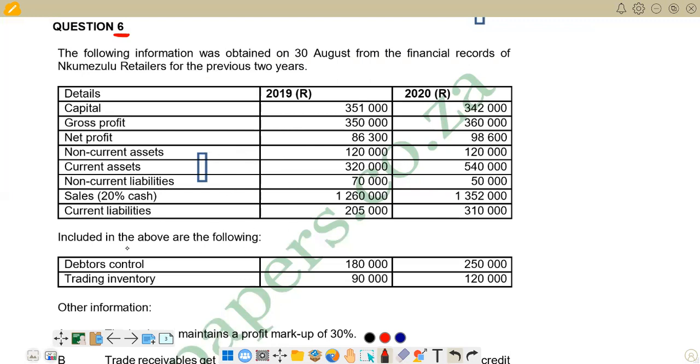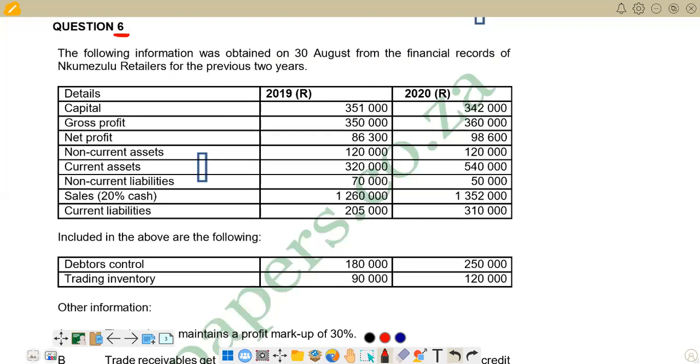And then this information that we have, then we also have included in the above the following. So we have got this information of debtors control and trading inventory for the 2 periods again. So what it means is the debtors control, remember, is the current asset, and then we've got trading inventory also is the current asset. It means these figures, as for example, for 2019, 180,000 and 90,000 are inside current asset figure for 312,000. So they are part of the current assets. And also for 2020, the same applies. 250,000 and 120,000 are inside the 540,000 figure for current asset. So this is what we have.